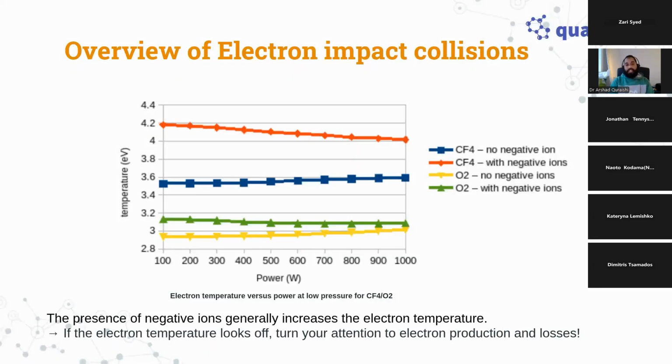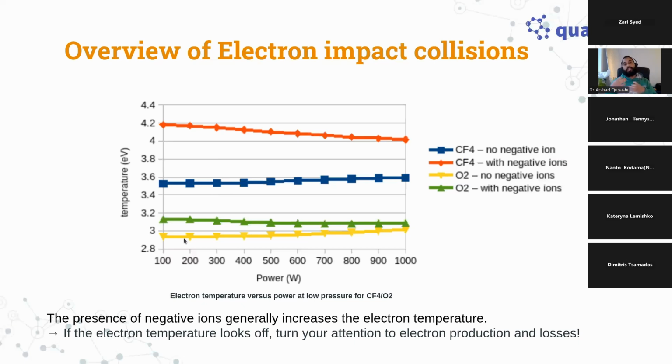This figure shows the electron temperature versus power for CF4 and O2. So the red line shows the CF4 with negative ions, and the blue line shows the CF4 without negative ions, and the green line shows the O2 with negative ions, and the yellow line shows the O2 without negative ions.